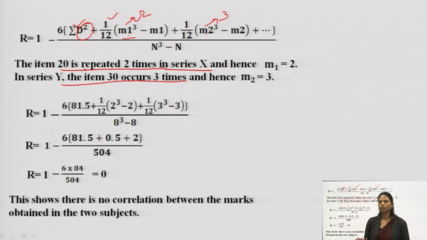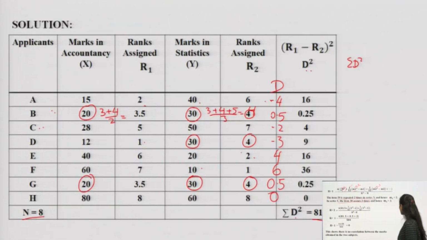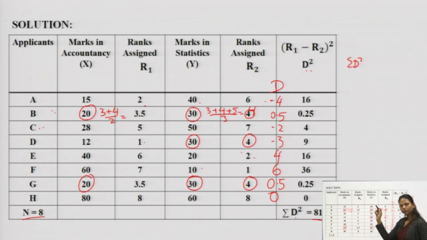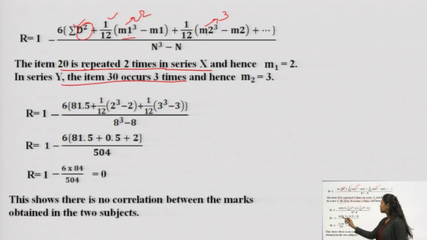So, moving further in the formula, R is equal to 1 minus 6 into D, we already knew the D was 81.5, so putting the value into the formula is equal to 81.5 plus 1 over 12, m 1 as I have told you is 2, raised to the power 3 as demanded in the formula, minus 2, plus 1 over 12 was already given, m 2 is 3 I told you, because 30 is repeating 3 times in series y. So, I will write down m 2 is equal to 3.